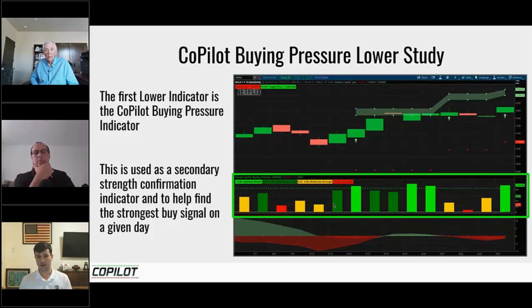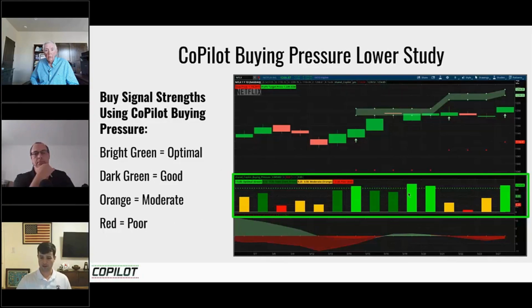So once we get a buy signal, these additional studies are how we filter through them to determine which buy signals on any given day are actually the strongest. That's what we're trying to identify with these different size bars right here. The strongest buy signal on any given day is going to have the strongest buying pressure, and the different bars on this buying pressure chart are indicated by bright green, so the tallest bars indicate the stocks with the strongest buying pressure.